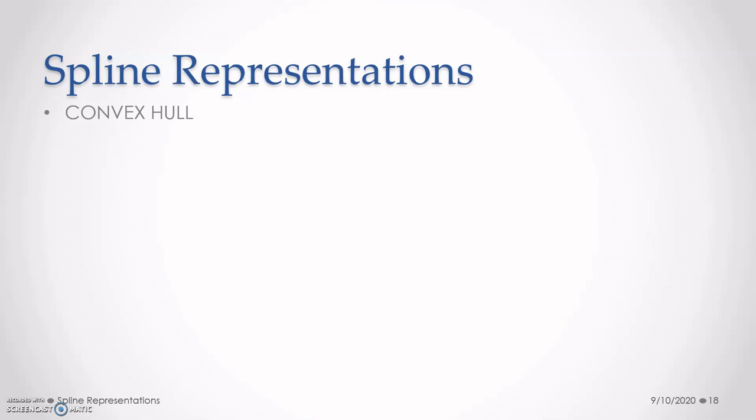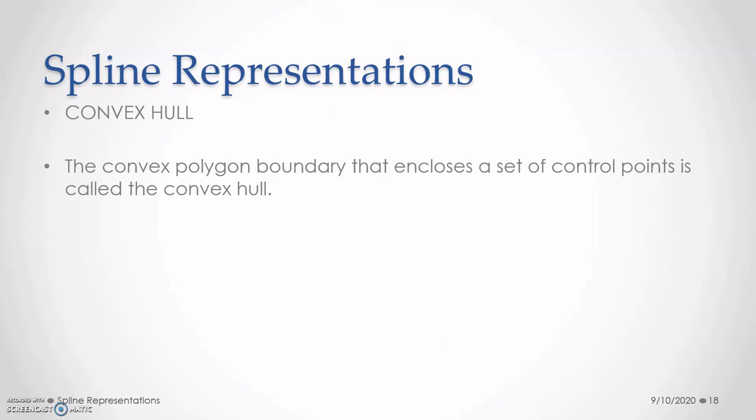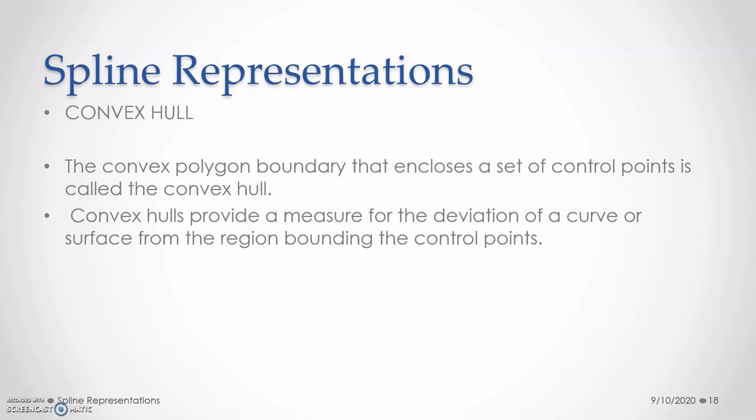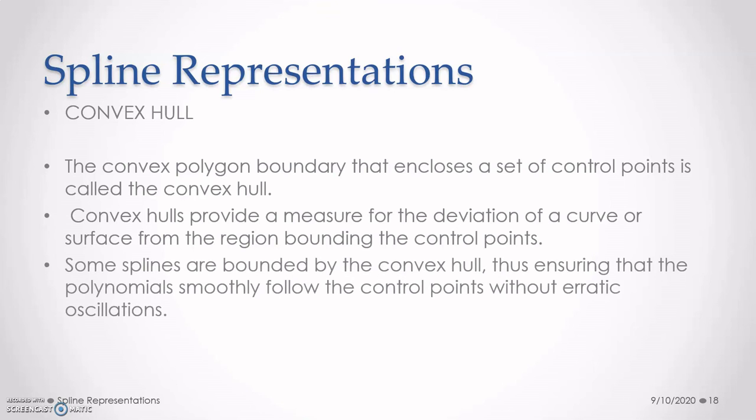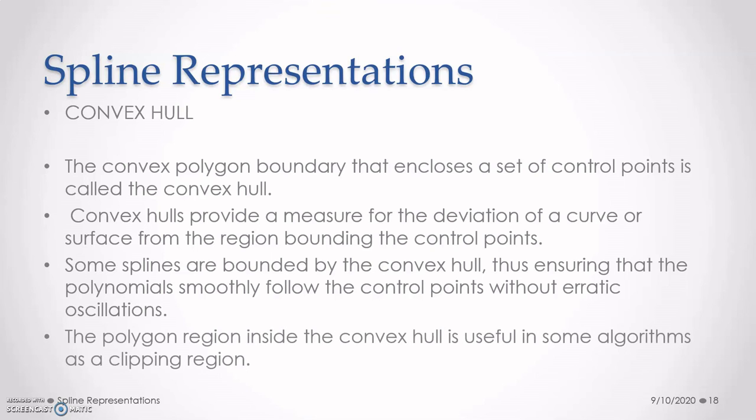Our next topic is convex hull. The convex polygon boundary that encloses a set of control points is called the convex hull. Convex hull provides a measure for the deviation of a curve or surface from the region bounding the control points. Some splines are bounded by the convex hull, thus ensuring that the polynomials smoothly follow the control points without erratic oscillations. The polygon region inside the convex hull is useful in some algorithms as a clipping region.